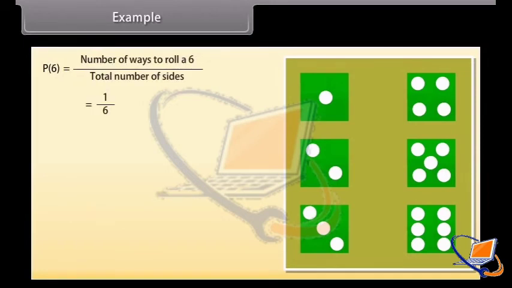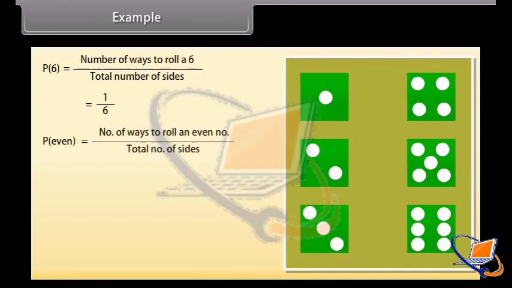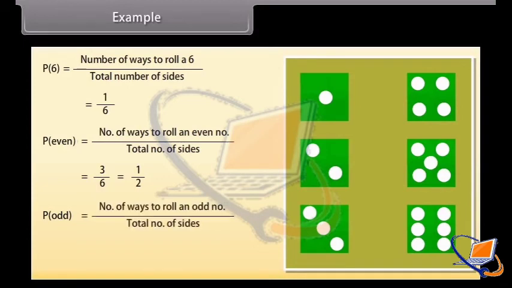Now we can see that the ways to roll even numbers is 3. We can find the probability as P(even) is equal to number of ways to roll an even number upon total number of sides, which is equal to 3 upon 6, which is 1 upon 2. And the ways to roll an odd number is also 3, so the probability P(odd) is equal to number of ways to roll an odd number upon total number of sides, which is equal to 3 upon 6, which is 1 upon 2.